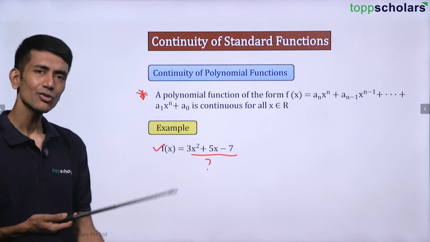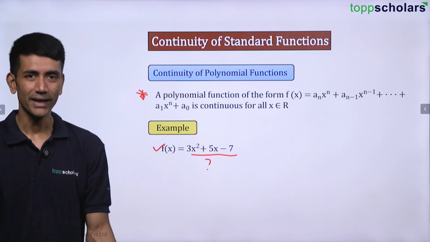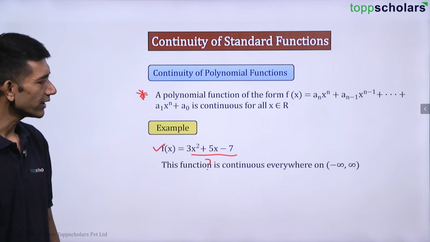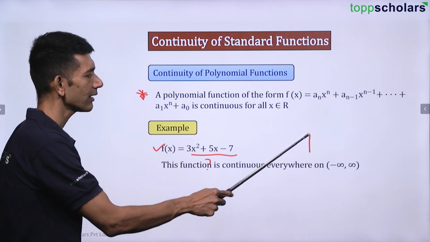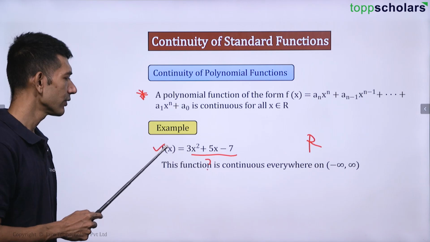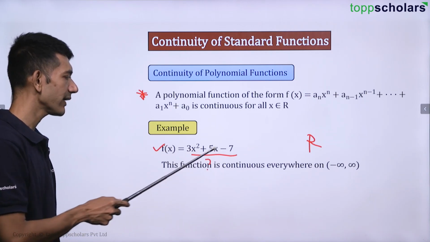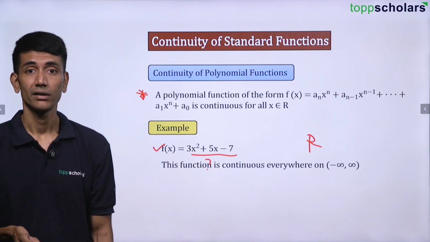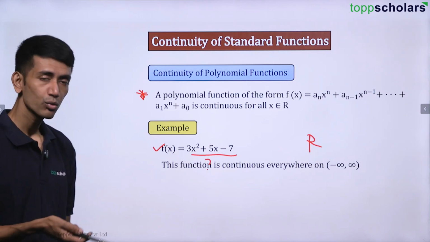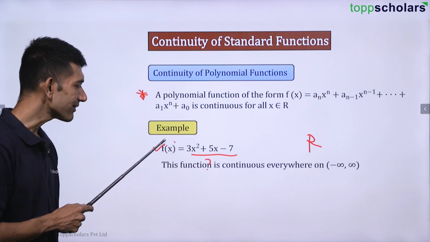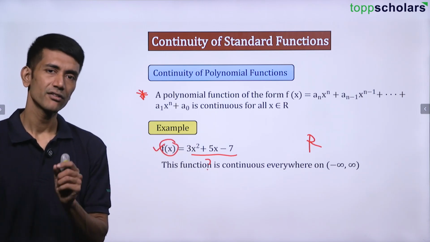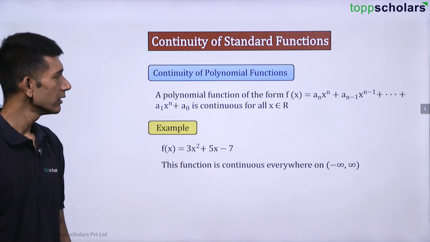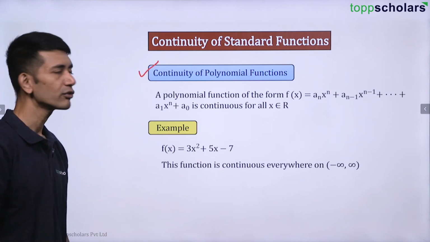So a polynomial function is always continuous because there is no break, right? This function is continuous everywhere on the set of real numbers. If you pick any real number and put the value of x there, you can put anything, 1, 2, 3, any real number, not even natural or whole numbers. You can put a square root also. You are going to get some value of f of x. That means f of x is defined for every real value. Correct? So remember that a polynomial function is always continuous.